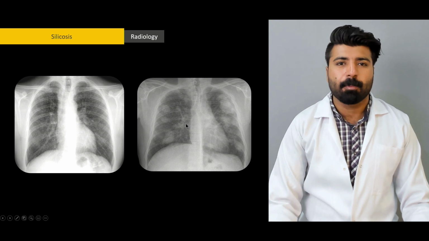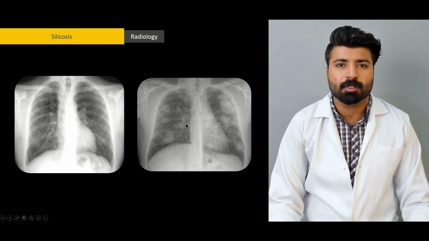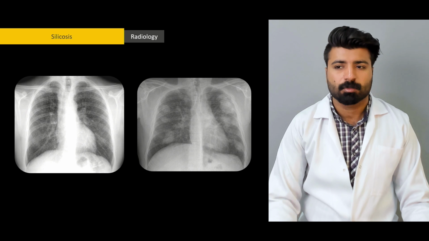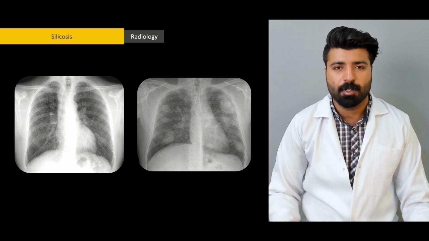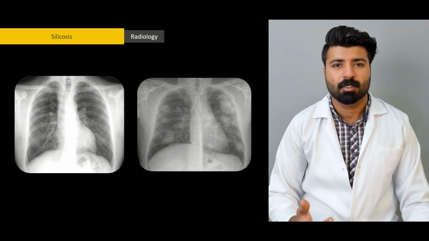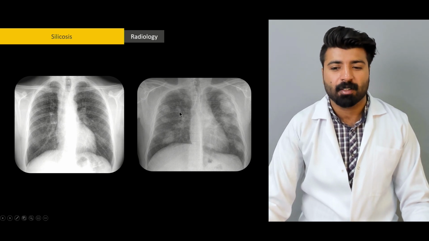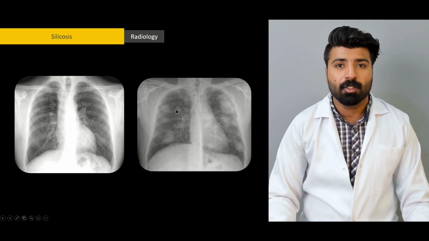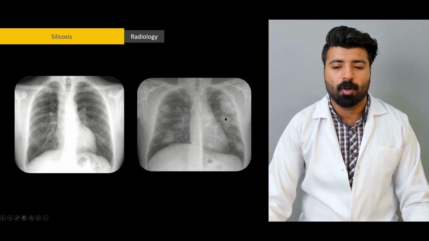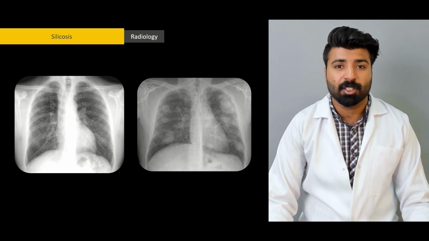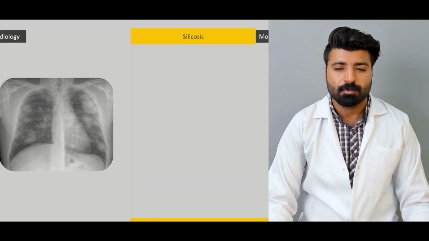What's the best way to remember it? Where does silica come from? From the coals, from the mines, from down below. From down below, we take it up. So it's going to take the upper areas. At radiology, you can see silicotic nodules are formed, and then you can see all the patches present here. This is how the patient's chest X-ray will be seen.